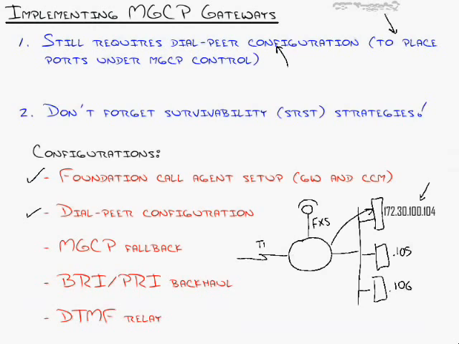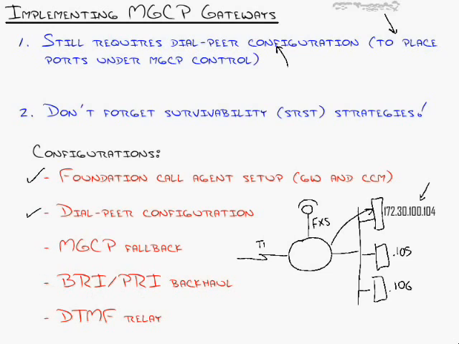So that encompasses the foundation call agent setup. I know that's a big part of it, and the dial peer configuration. These last three configurations, I don't want to say hit the high points because they're pretty deep, but most of them, like MGCP fallback, PRI backhaul, BRI backhaul, we're going to talk about in the upcoming nuggets in this series. PRI backhaul will primarily focus on when we talk about connecting to PBX systems, because that's most of the time where that's used.